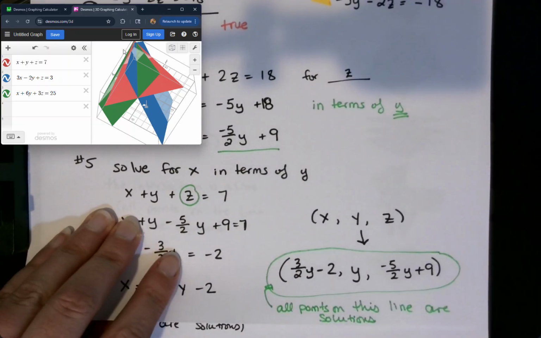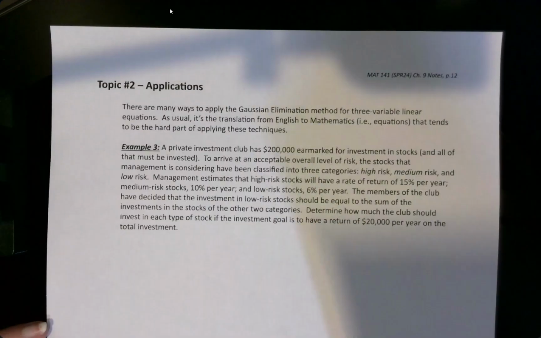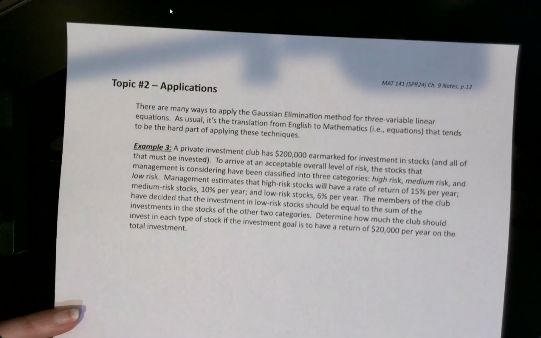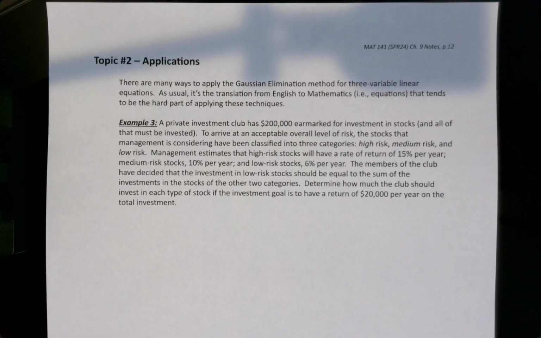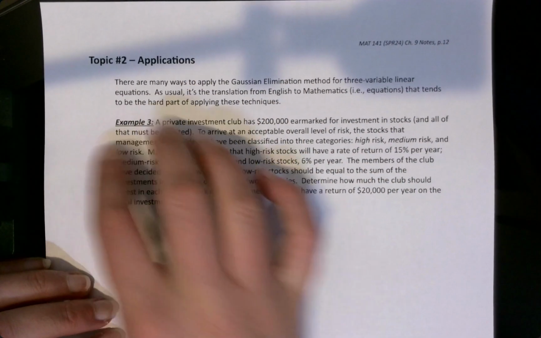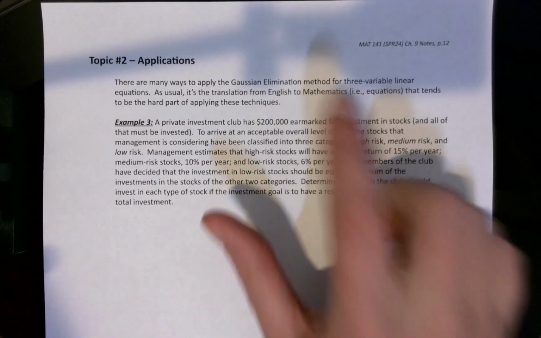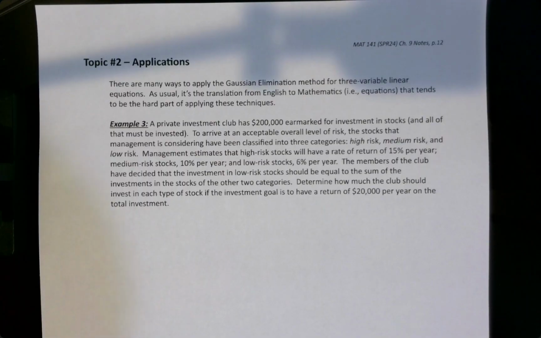All right, so let's take a look at our final page here. We're looking at an application. It says there are many ways to apply the method of 3 equations in story problems. As usual, the translation from words to mathematical equations is usually the hardest part of this technique. So let's read through this situation carefully and write ourselves some equations.